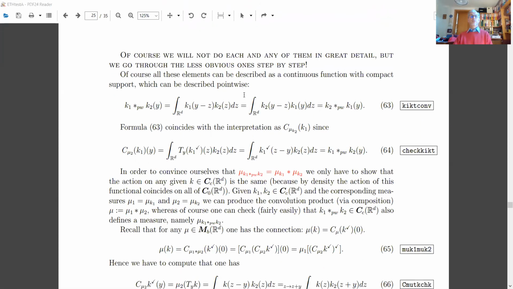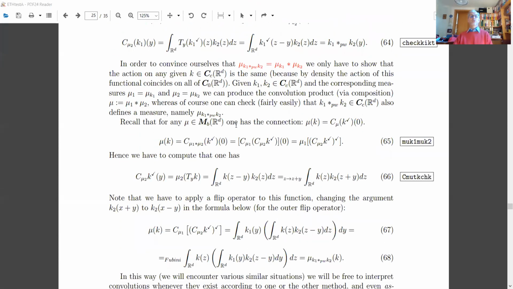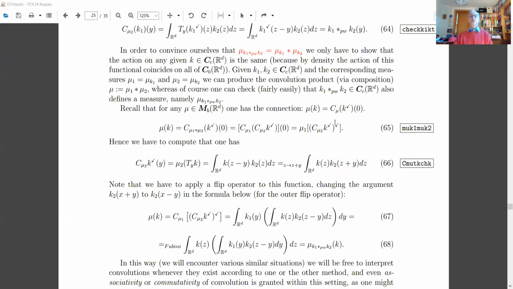Maybe we can do it in a shorter way, but let us call the product, to simplify the notation, mu1 with mu2 convolution. And there's the other one, which is the measure introduced by the continuous test function arising as pointwise product. And we want to show that they are the same.